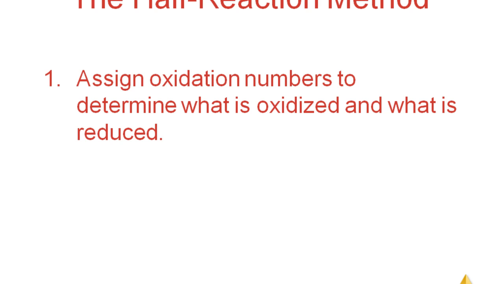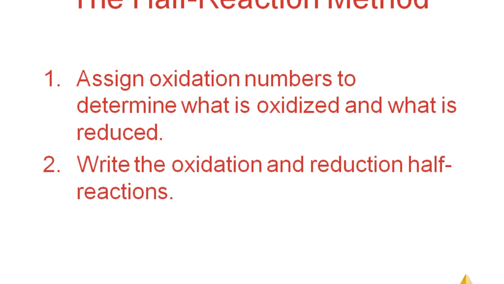Otherwise, you can just look at the species. As you do more practice, you will learn that. You can just look at the species and split into half reactions. Okay? So this is the first step. The second step is write the oxidation and reduction half reactions. Okay, let's assume we did that.